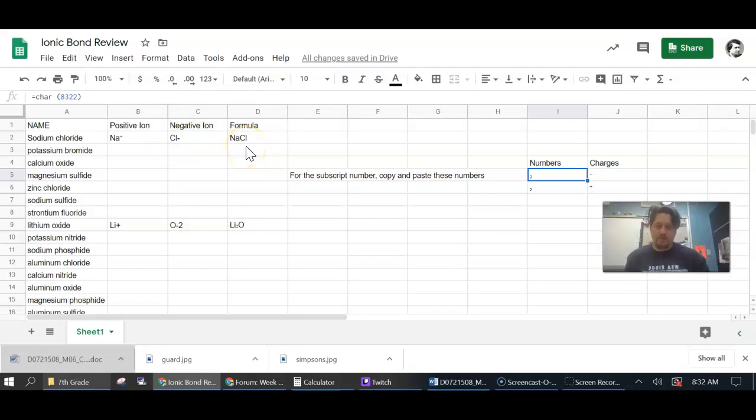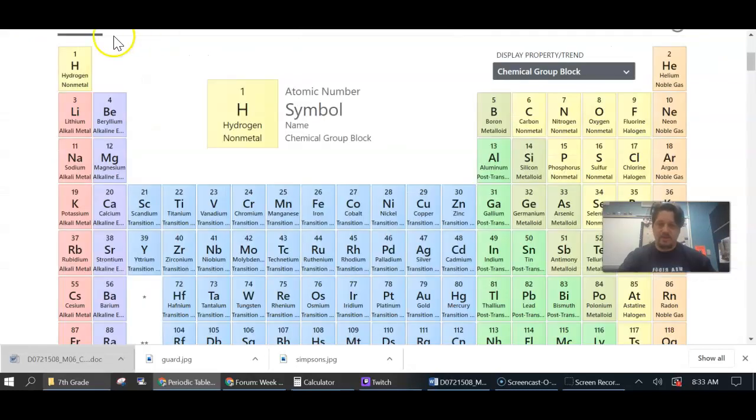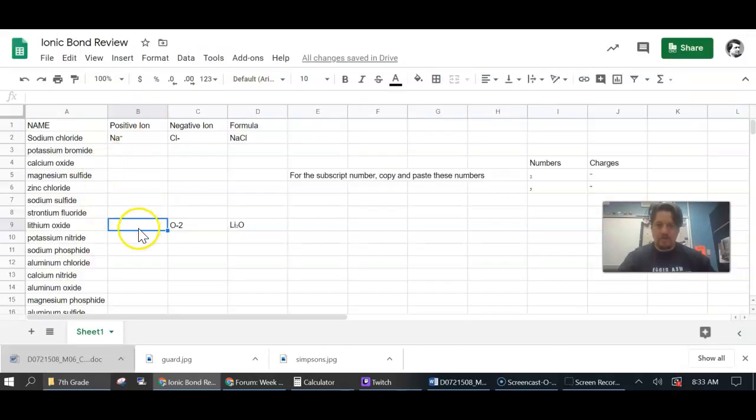Now when it gets a little more difficult is down here with, for instance, lithium oxide. Let's do this real quick also. Lithium. In our periodic table of elements, where's lithium at? It's Li. It currently has 1 valence electron. It's going to lose that electron. So we're going to come back to our table. Lithium is our positive ion. Type in Li for the chemical symbol.